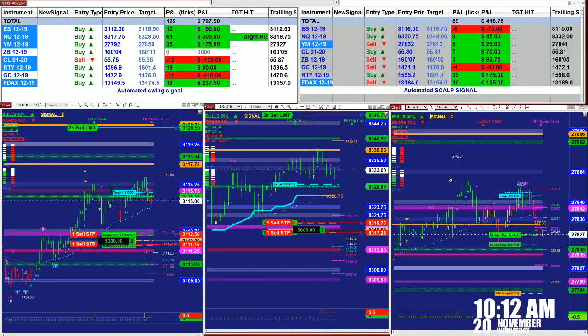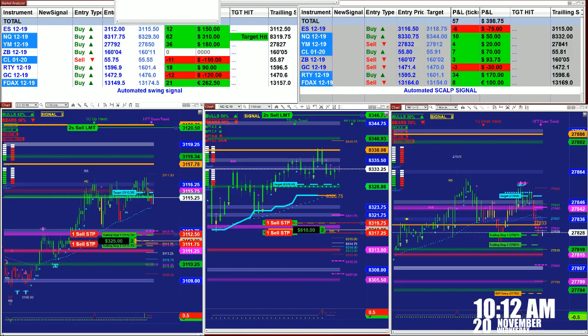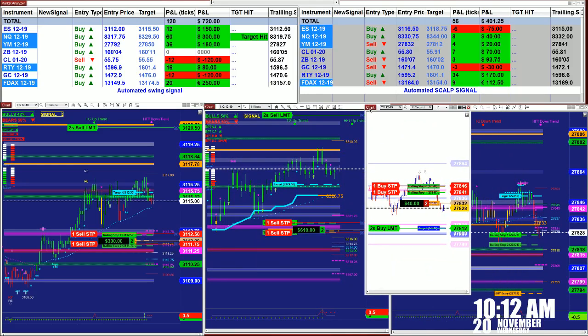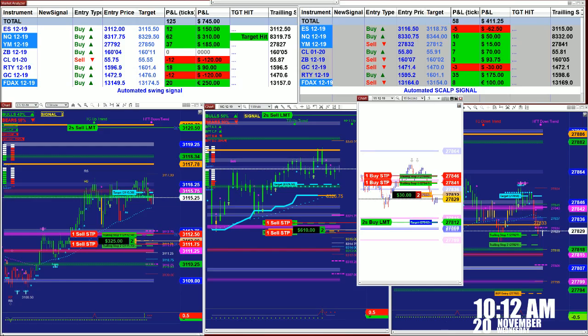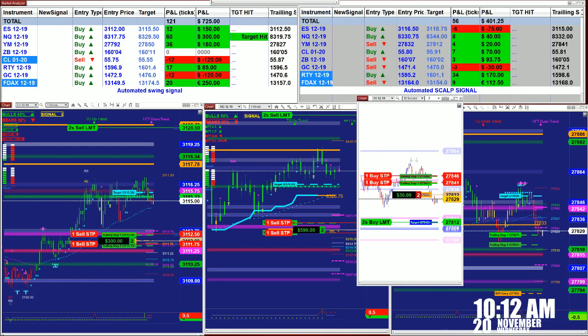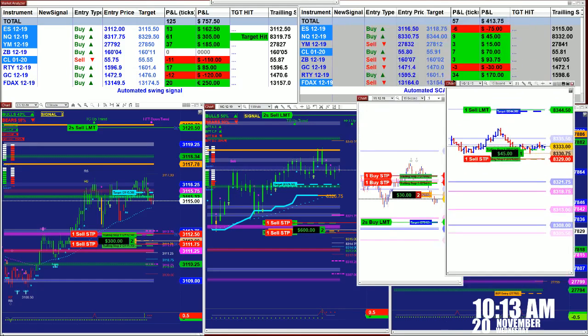The market is very much mixed. Let me show you. On the scalper, the YM is taking short, and the NASDAQ is taking long.